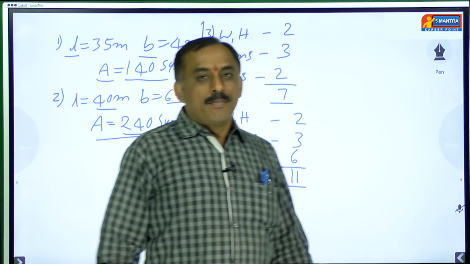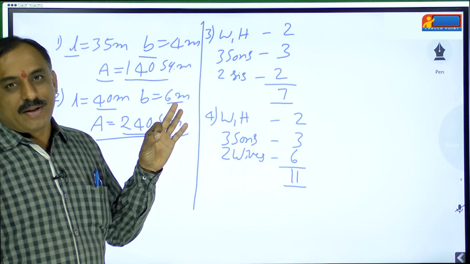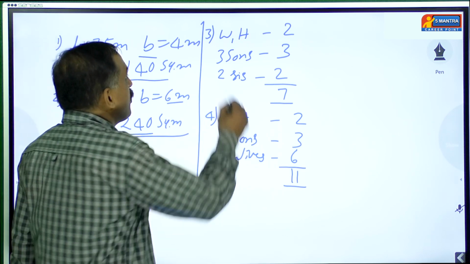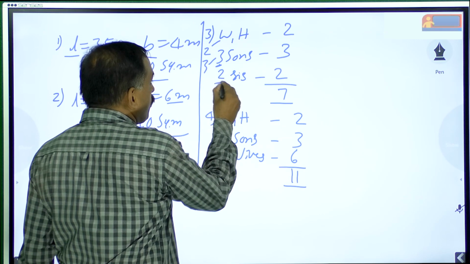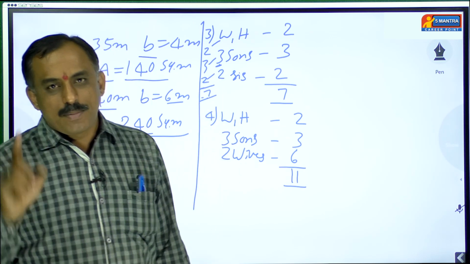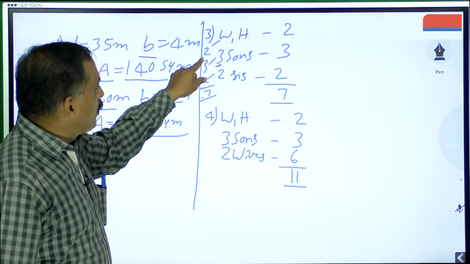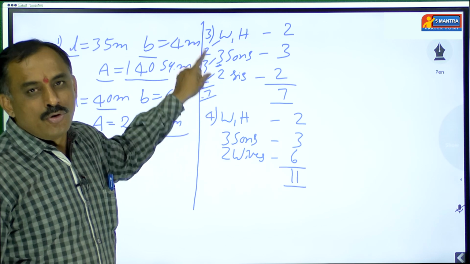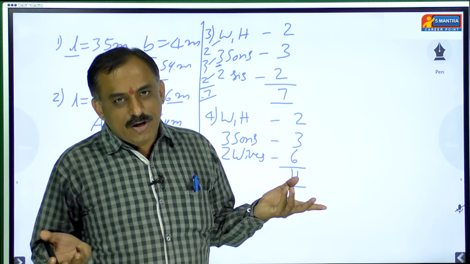In the same way, prepare one more program for the third question. How many input values? 3. Wife and husband 2, then 3, then 2. Total how many members? 7 members. You prepare the program for the third question: 3 input values are there. Wife and husband 2, next 3, next 2. Total you will get 7 because the program is prepared for the third question.